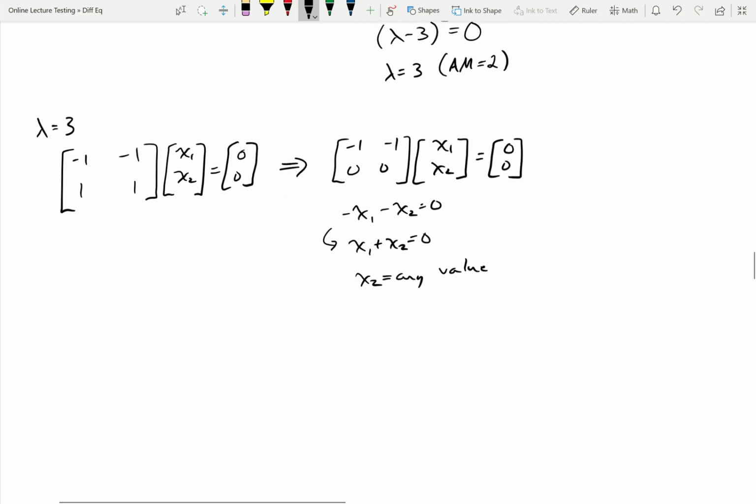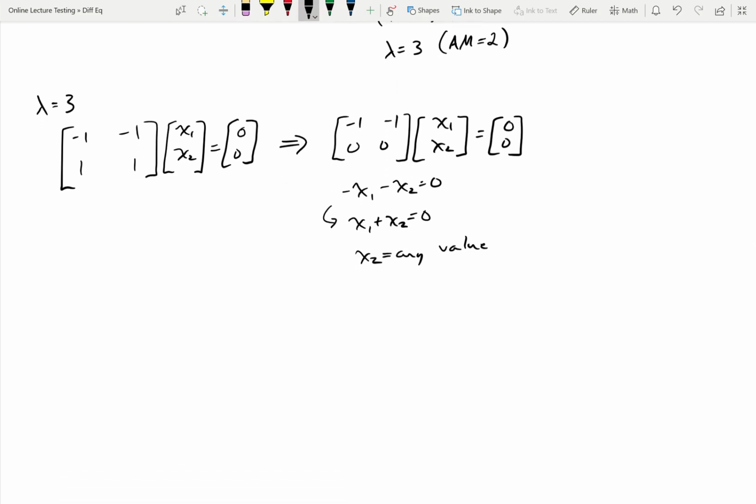So our eigenvector associated with this, our x here, is equal to x1, x2, which x1 is equal to negative x2. So notice how I'm writing this.